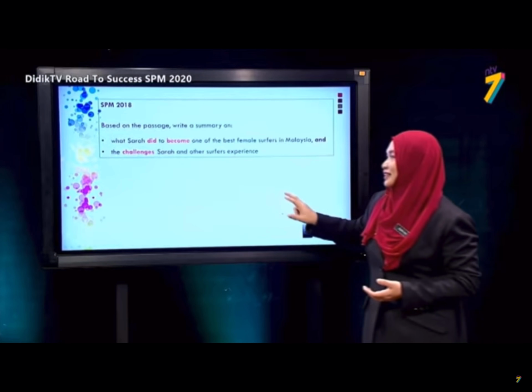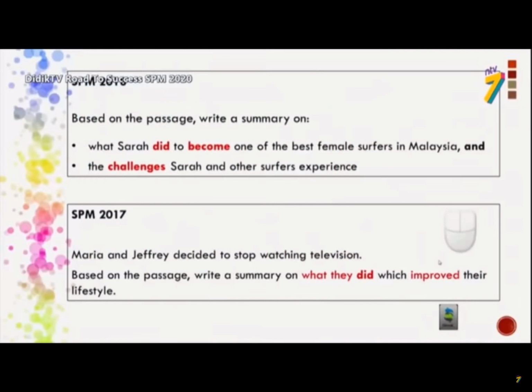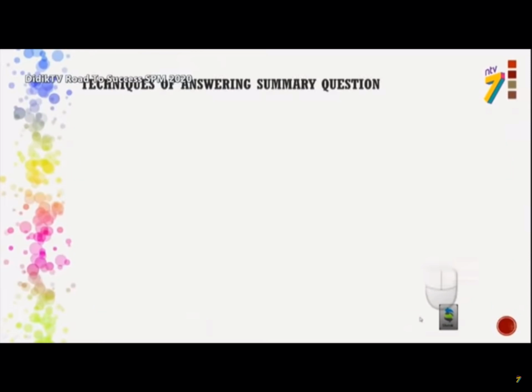Okay, now let's see. SPNC 2018, again, "did", "become", "challenges". Number 17, this is, sorry, what they did. So, if you understand the basic concept, you will be able to find the correct content points.